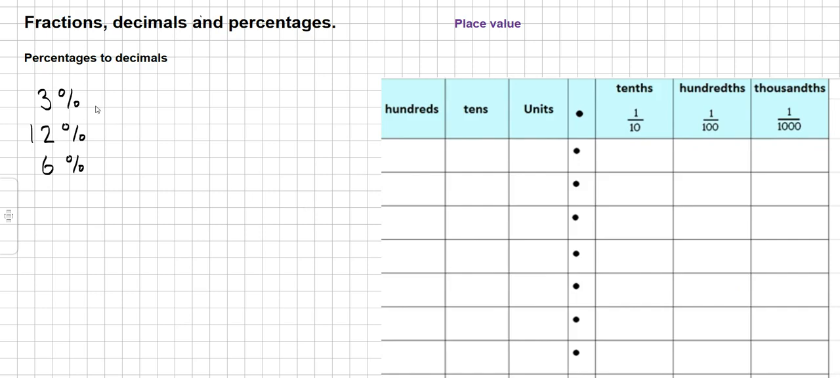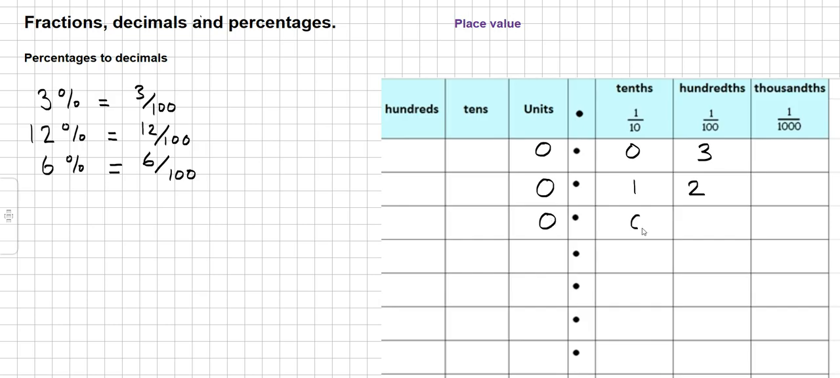Okay, so 3% is 3 out of 100, 3/100ths. So it would need to be written like that. 12%, 12/100ths, so like that. 6%, okay, so we're just following place value.